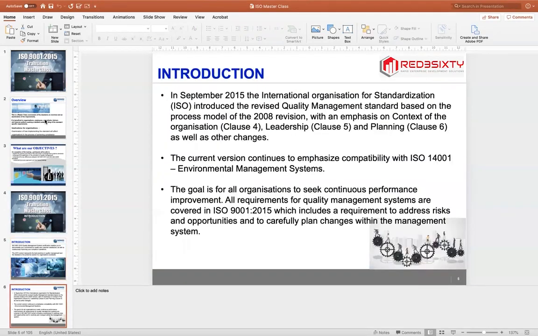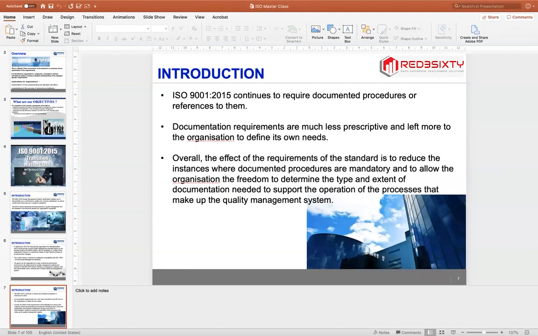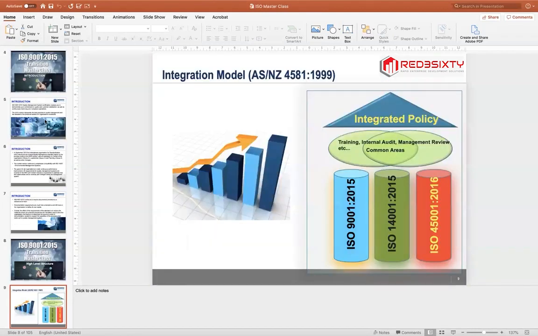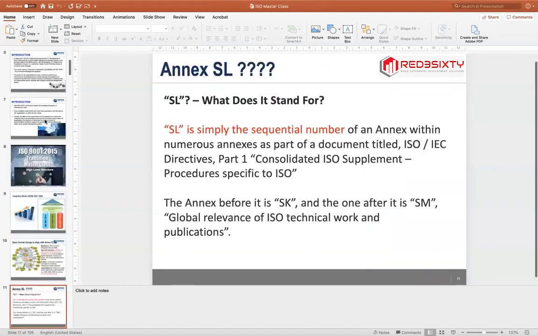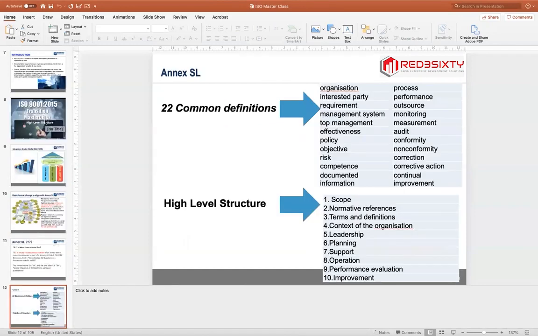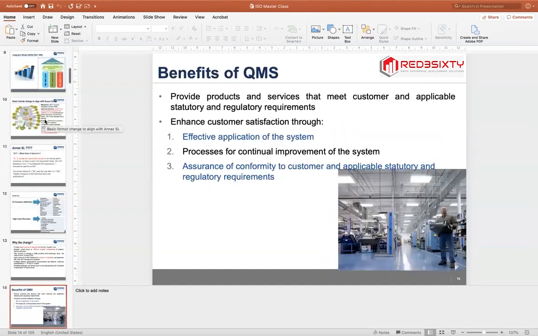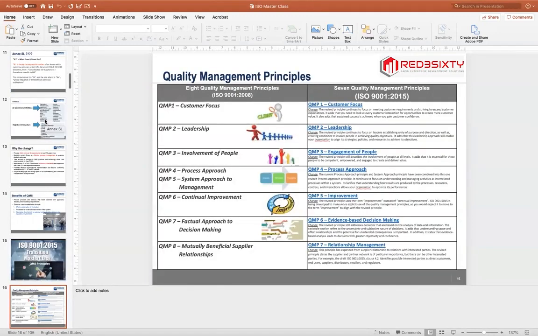What is the certification about? What is the history behind it? What is the high-level structure and where does it fit in? What are the actual Annex SL modules that sit around it? What does that mean? What is the high-level structure? Why the change? Benefit of QMS? So providing you a full masterclass program with notes and additional slides on how to get yourself more ready and more confident when dealing with this with a customer.